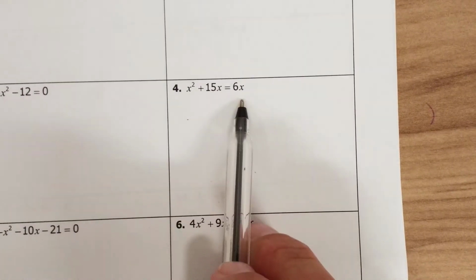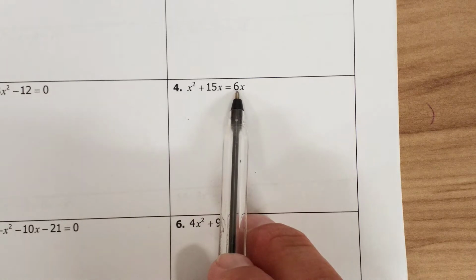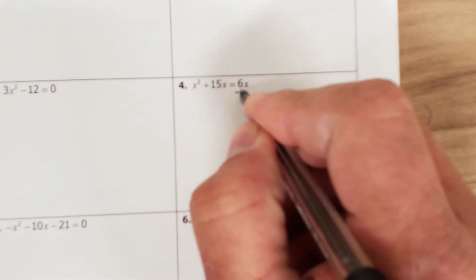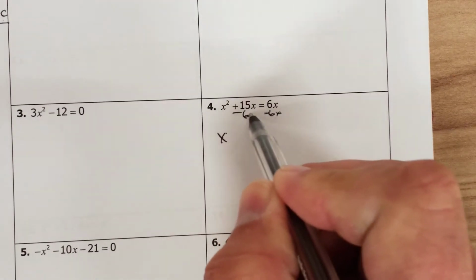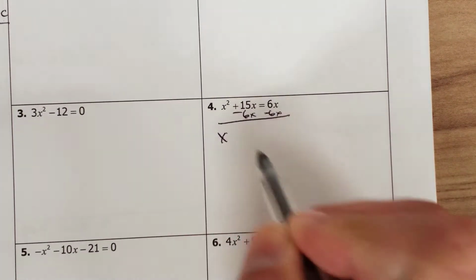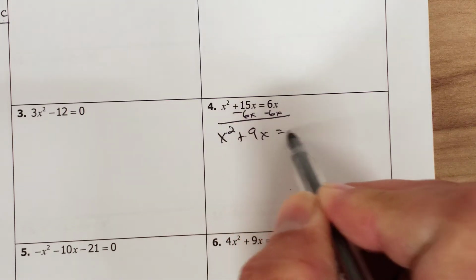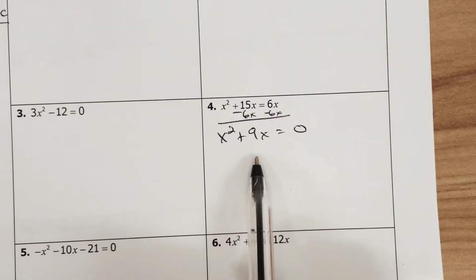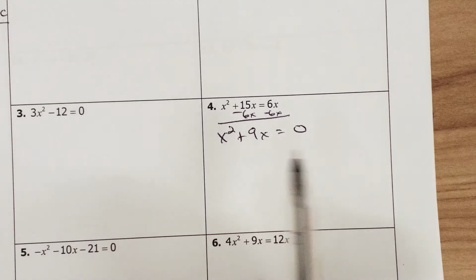So notice this one doesn't equal 0, so I need to make it equal 0. So I'm going to subtract 6x. So I'm left with, well, I can subtract 6x from its like term here. It does have a like term. So I get x squared. 15 minus 6 is 9x equals 0. In this problem, there is no c value. So c is going to be 0.